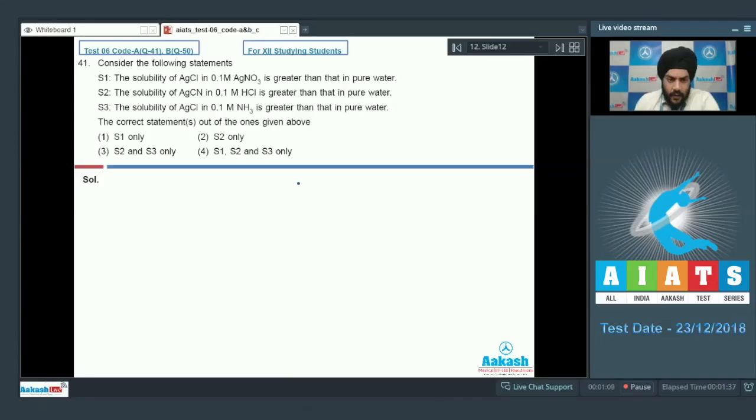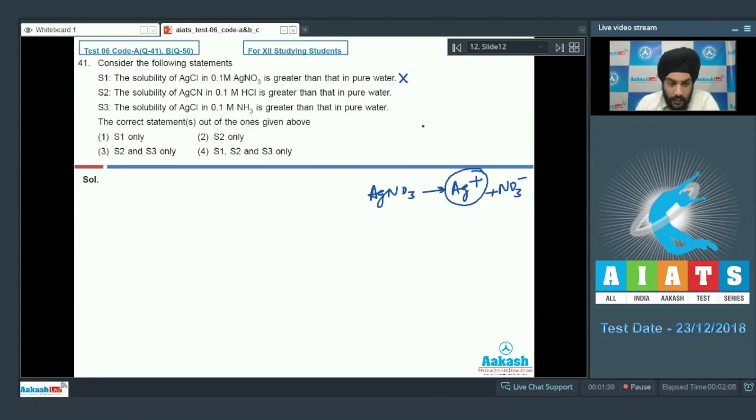Let us look at question number 41 now. Consider the following statements. So let us look at statement 1 given to us. The examiner tells us that the solubility of AgCl in 0.1 molar AgNO3 is greater than that in pure water. Students, this statement is incorrect because AgNO3 will dissociate to give us Ag plus and NO3 minus, and due to the presence of this excess of Ag plus ions, the solubility of AgCl is going to decrease. So S1 is incorrect as we had seen before.